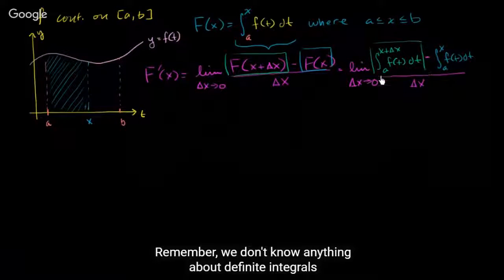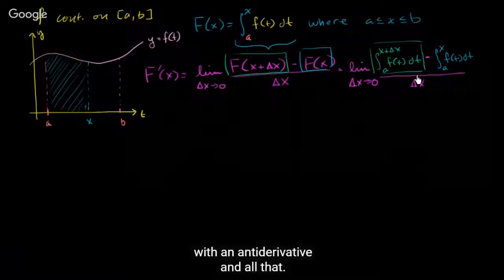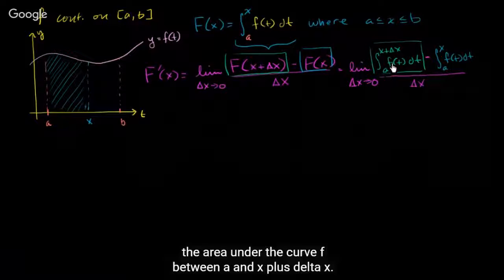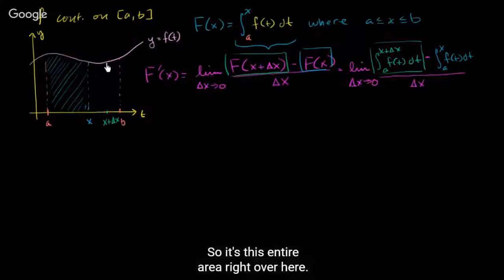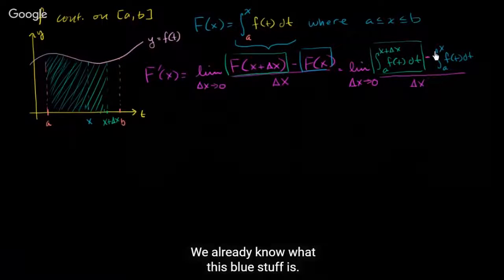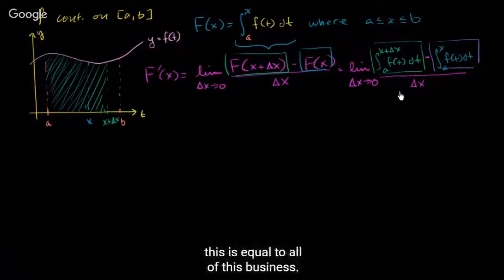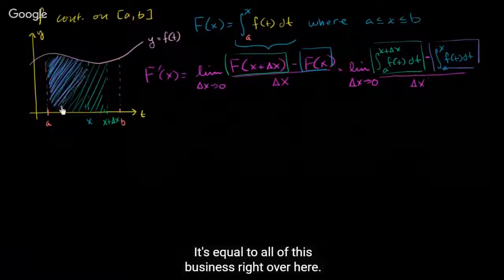Remember, we don't know anything about definite integrals as somehow dealing with an antiderivative and all that. We just know this is another way of saying the area under the curve f between a and x plus delta x. So it's this entire area right over here. So that's this part. We already know what this blue stuff is. This blue stuff, that same shade of blue, is equal to all of this business right over here. We've already shaded this in.